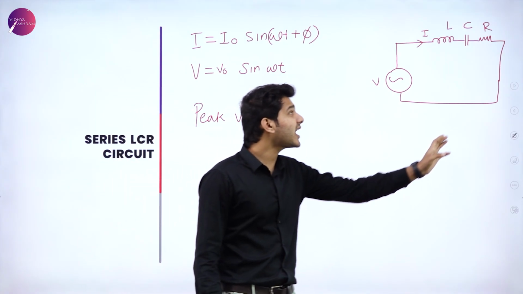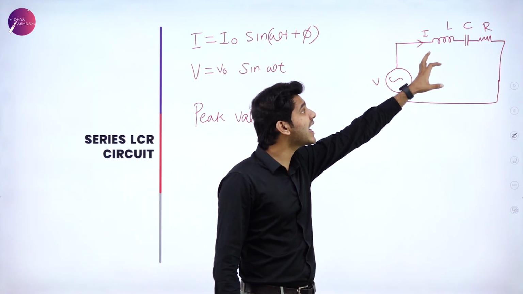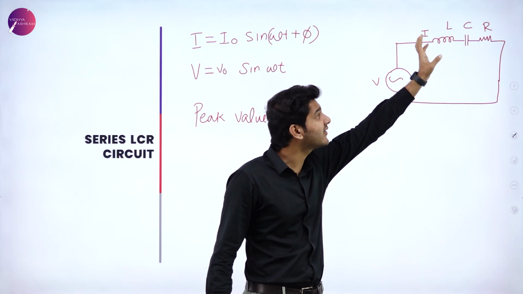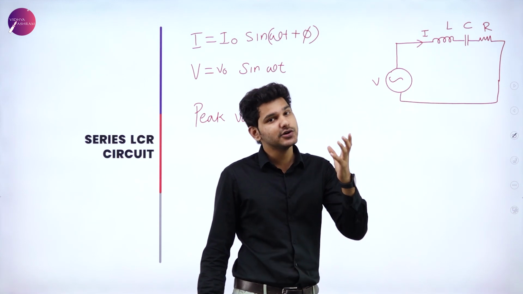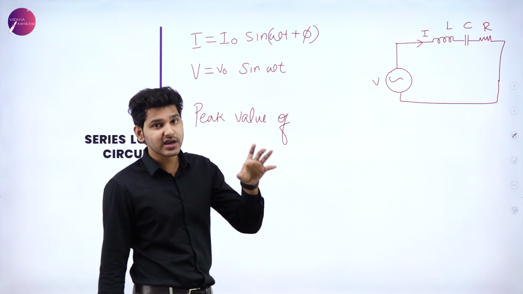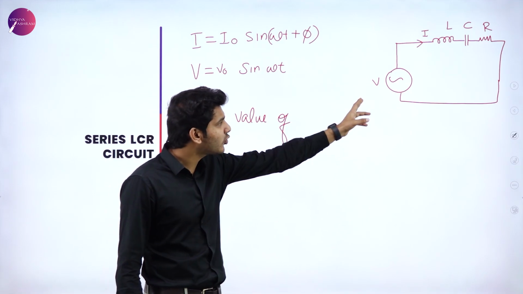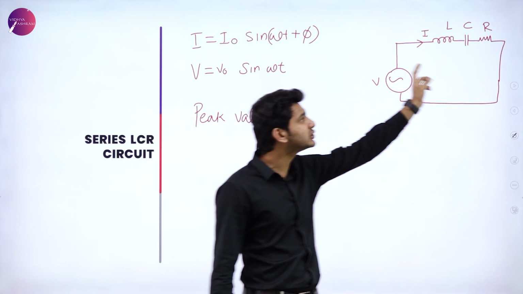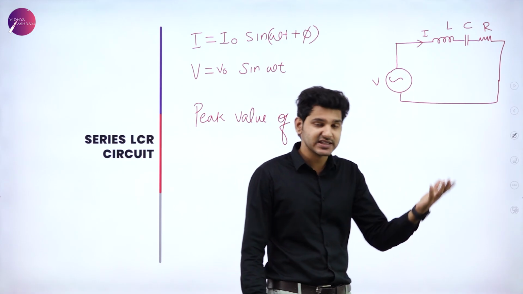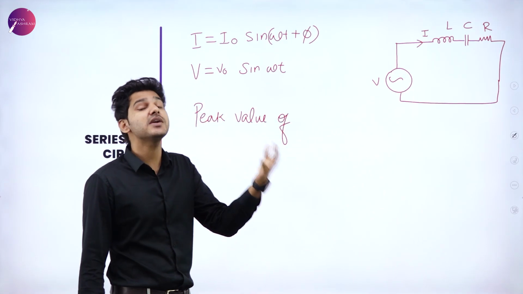So we can actually say that this is an inductor of value L, this is a capacitor of value C, and that is a resistor of value R. Now I'm going to check what is the relation between voltage and current that is passing through each of these separately. So I can say that V naught will be the peak voltage.